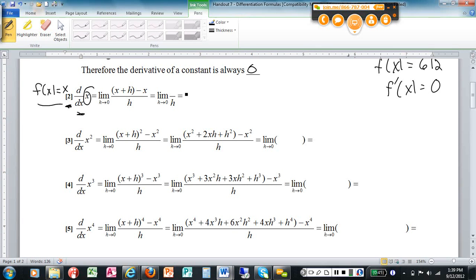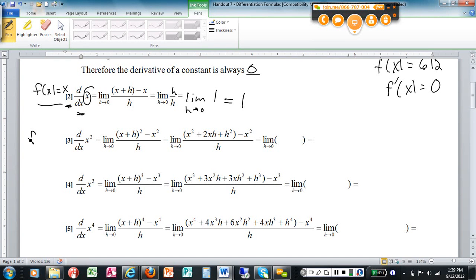Well, what happens? You get the limit. Isn't that just h over h? Which is the limit as h approaches 0 of 1. What's the limit as h approaches 0 of 1? It's 1. Okay? Number 3, d dx of x squared.